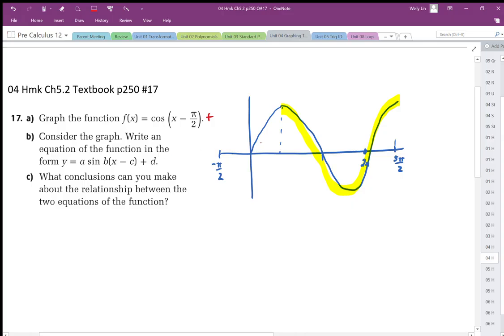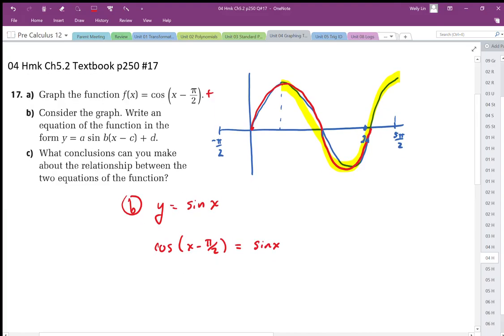Now if I want to have a sine function, the sine function starts in the middle and goes like this. But when I've shifted the cosine graph 90 degrees, the starting point of my sine function is in the right point. Okay, so for part B, we can say then that the sine function that matches that cosine graph is just going to be sine x. And in fact, the conclusion we can make then is there's only a 90 degree shift difference between the two graphs. So cosine of x minus pi over 2 is equal to sine.